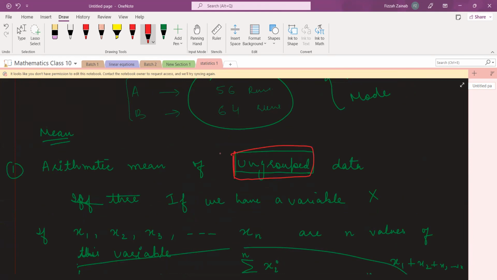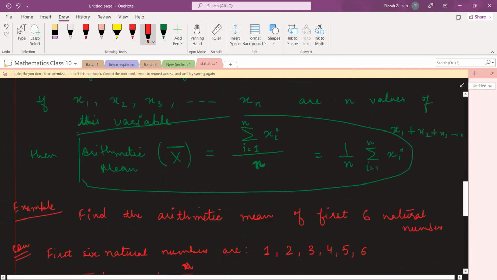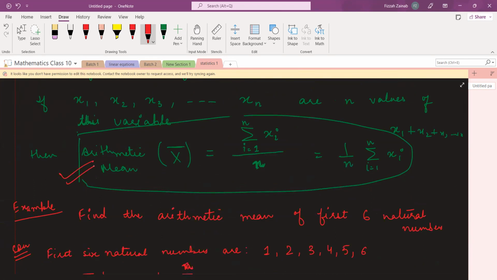This is the sigma formula for ungrouped data: sigma xi divided by n. So you have n values, you will divide by n. If you have 10 values, divide by 10. That's it. Just add all the values and divide by the number of values.